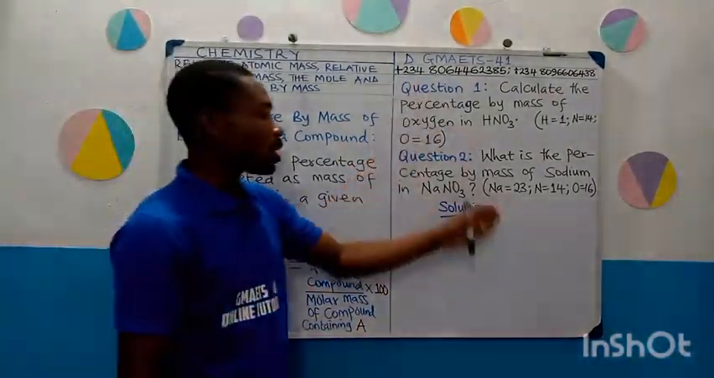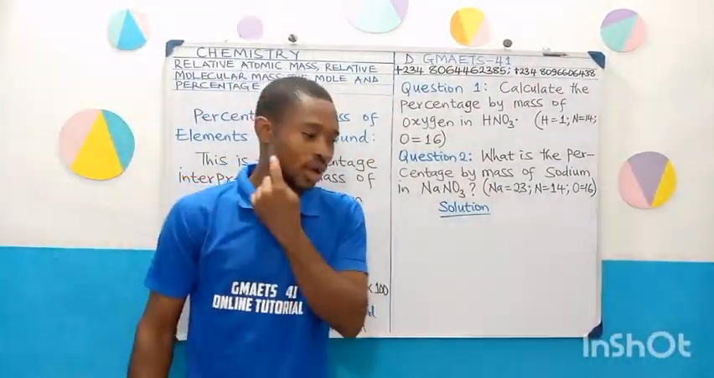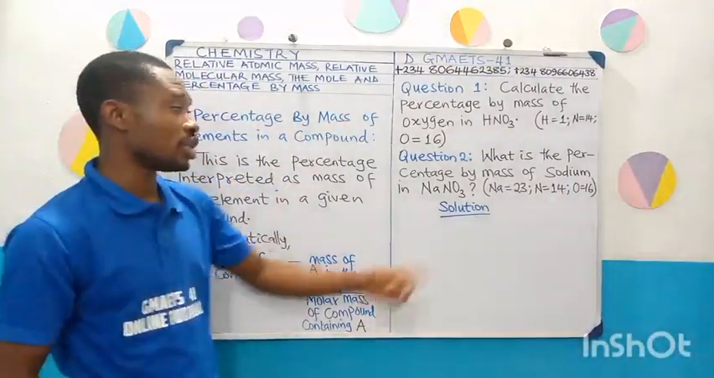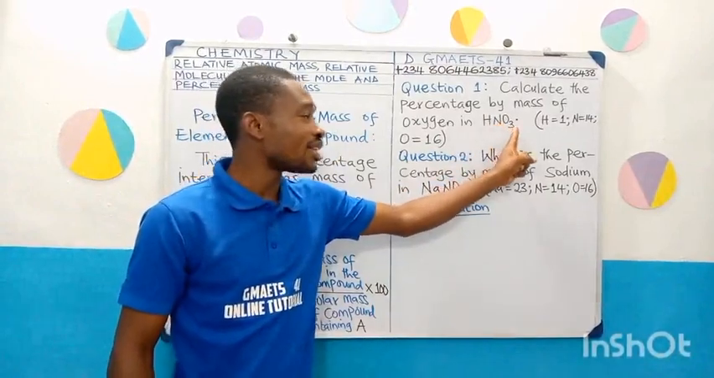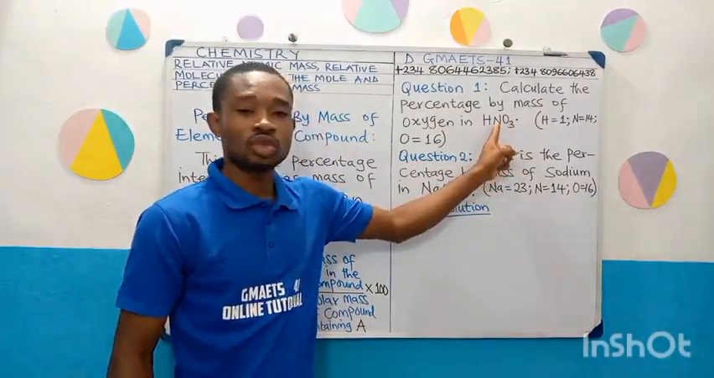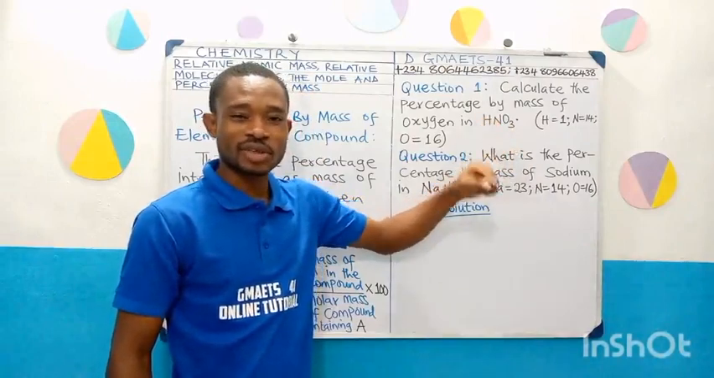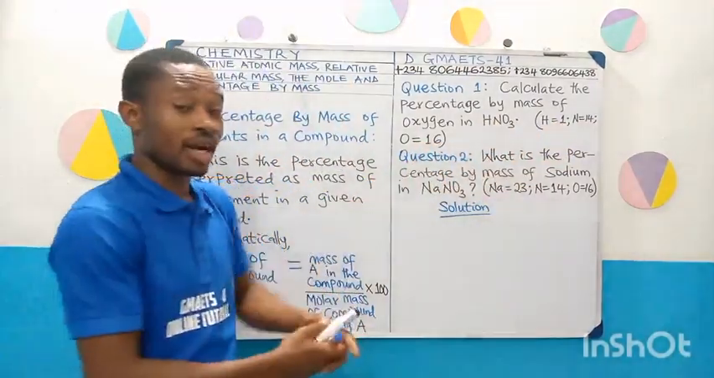So we have these two questions on the board here. Let's see how fast we can solve these questions. Is that okay? The first one: calculate the percentage by mass of oxygen in HNO3. HNO3 is trioxonitrate 5 acid. You can see hydrogen that it contains. We're given the relative atomic mass of each element there.